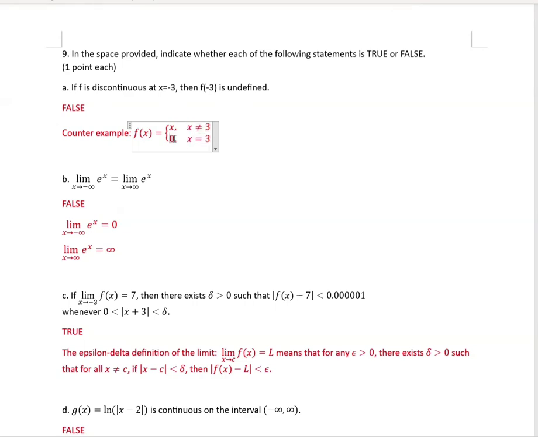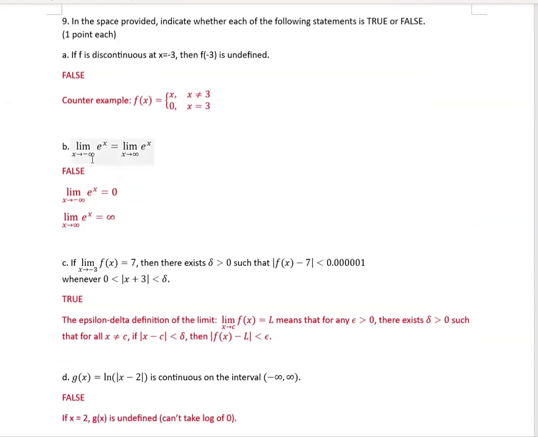But now I say that when x is -3, f is equal to 0. So there'll be technically this kind of removable discontinuity still. You can fill in that hole still, but this just gives you an example that f of -3 is defined, but it's discontinuous at x is -3. Okay, so this is just a simple counterexample to prove that statement to be false.